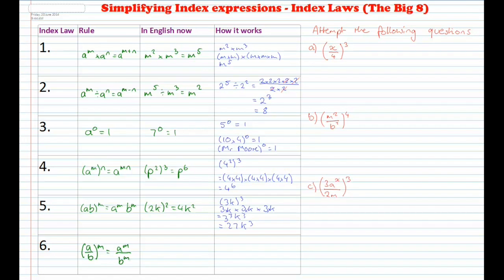So essentially what does this mean? Well, it means if I've got, for example, m over x all to the power of 2, that therefore is going to be equal to m squared over x squared.